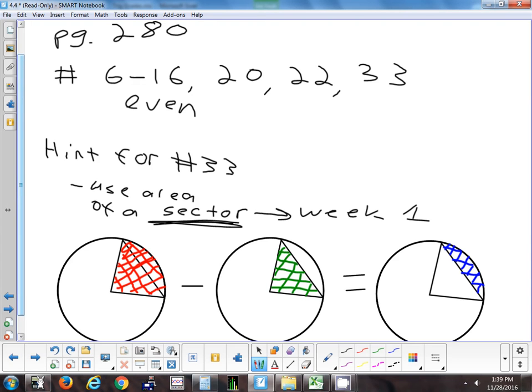Okay, my hint, well, to find the area of what's in green, you learned how to do that today. To find the area of what's in red, there was a formula we did way back the second day of class for area of a sector. Okay, it starts out A equals, and then there's a formula. So if you look back in your notes for week 1, you'll find how to do the area of this red section. And today you learned how to do the area of the green section. And you just have to subtract the two results. Okay, so that's a hint for number 33.